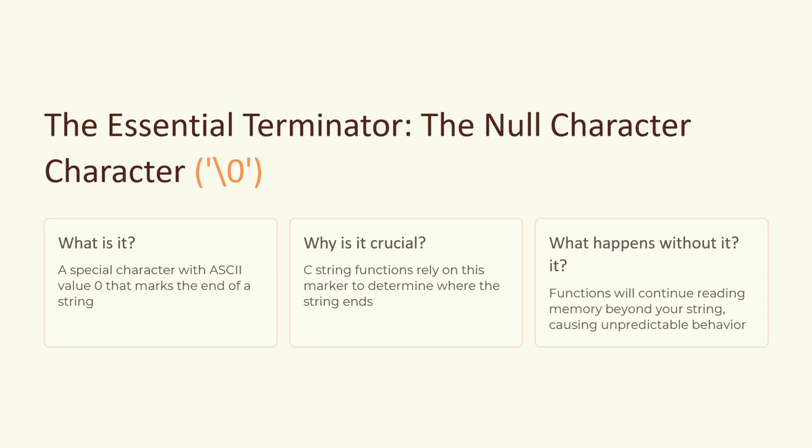All standard string functions such as length calculation, copying and comparison depend on this terminator to know where the string stops. When a program reads characters, it continues until it encounters this null character. If the null character is missing, the program may continue reading beyond the intended memory area, accessing random memory locations. This causes incorrect output, unexpected behavior, or even program crashes. Therefore, the null character is one of the most important concepts when working with strings in C.